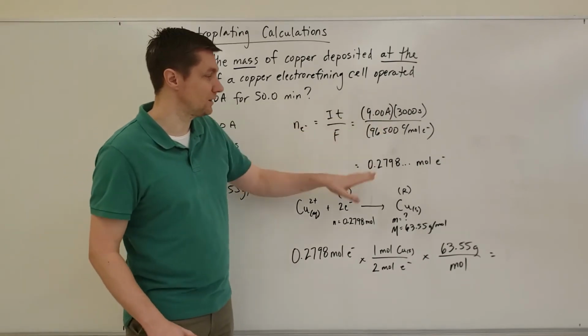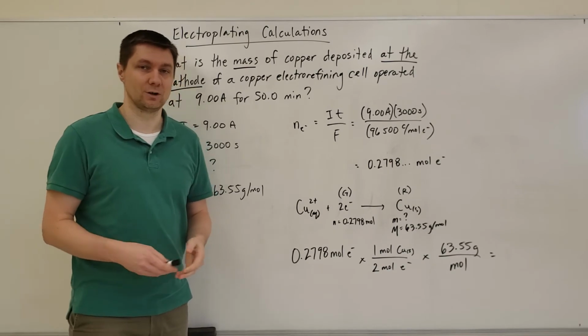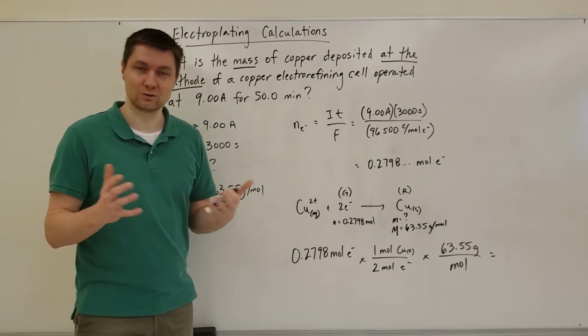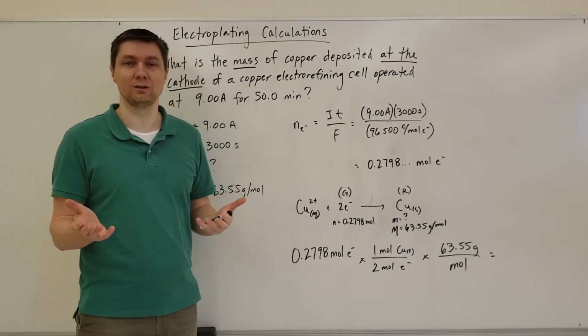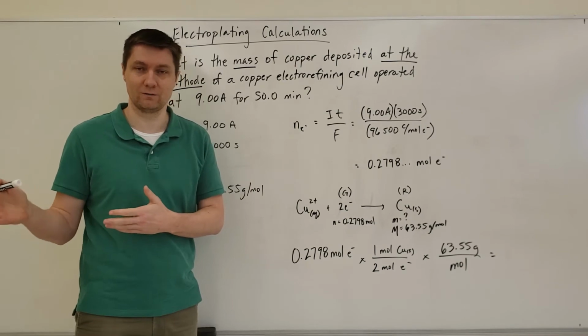So I plug this into my calculator and I get 0.2798 moles of electrons. Now you'll notice I put the ... here because this goes back to our rules of stoichiometry and any other calculation that we've ever done, which is never round your answer until the very end when you're finally finished.